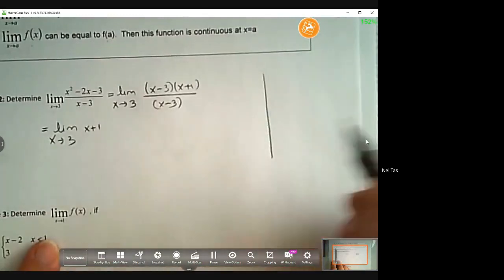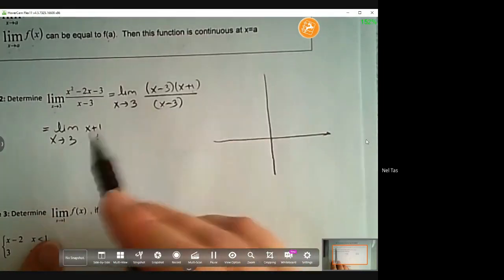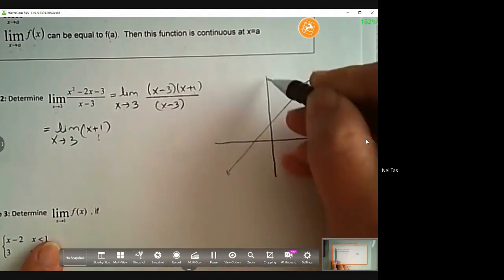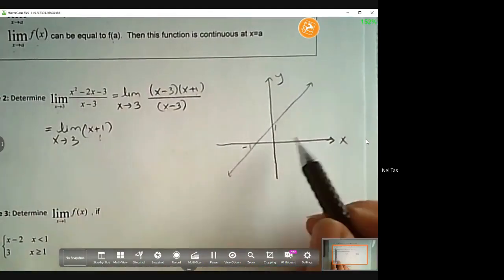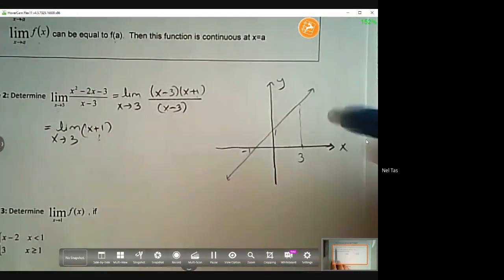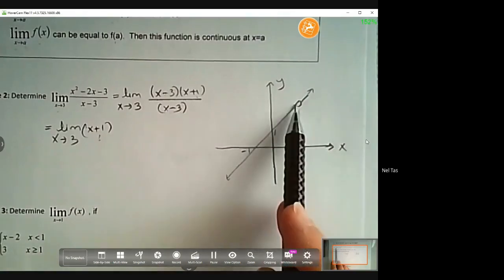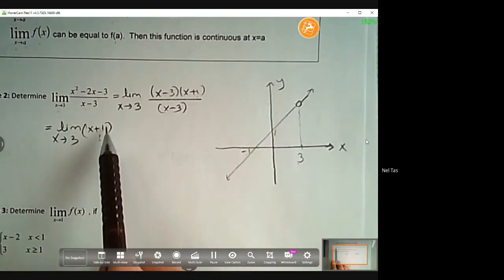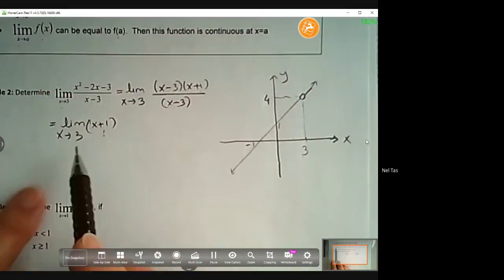All right, so I'm gonna sketch it here quickly. I'm gonna sketch x plus 1. Okay, x plus 1 here. So y-intercept is 1, slope is 1. Okay, so this is the graph, but we need to put a hole when x is equal to 3. How can you find the y coordinate of the hole? You just take 3 and substitute it in the remaining expression. 3 plus 1 gives you 4. That is 4. Okay, now let's look at the limit.